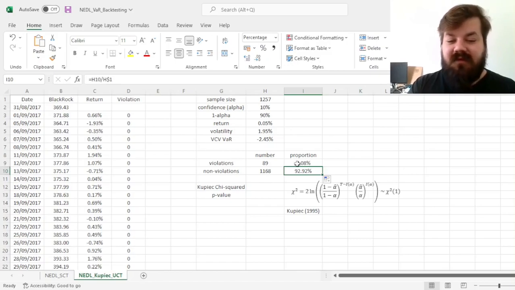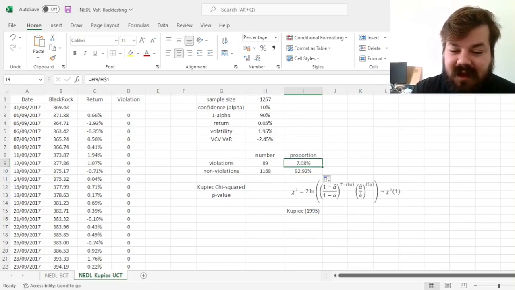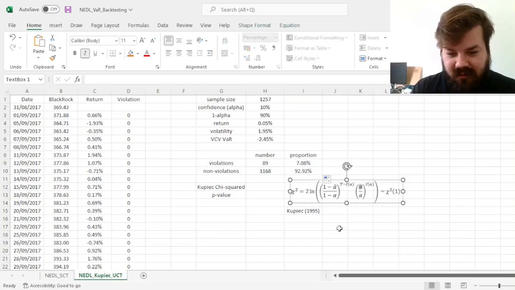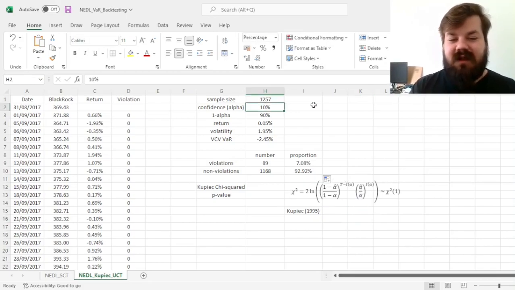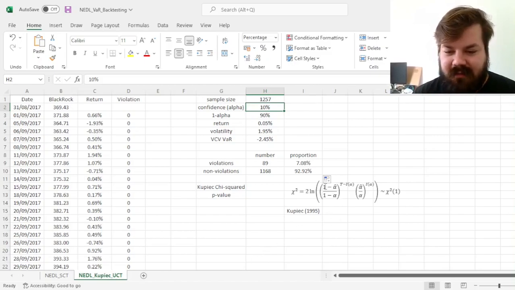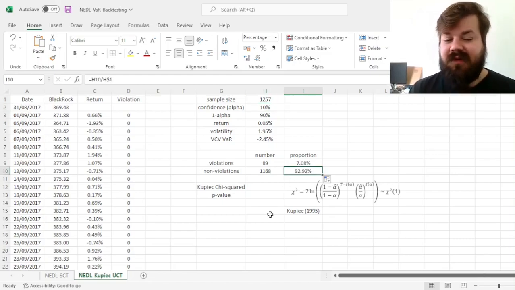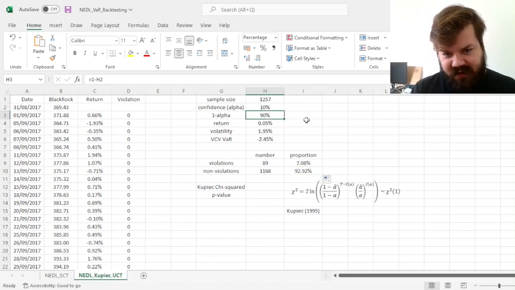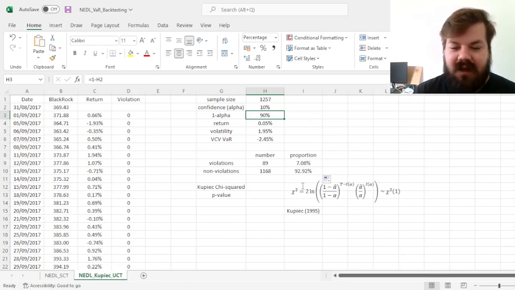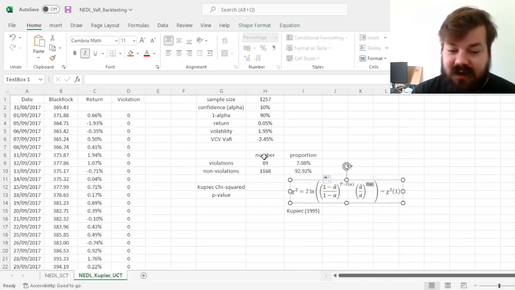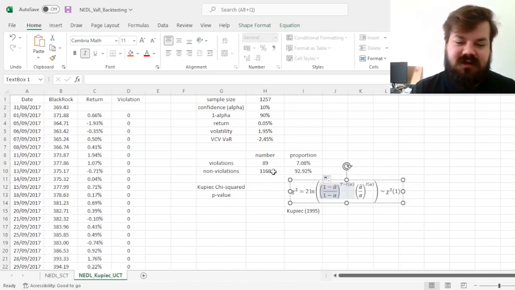So our violations proportion, 7.08%, is alpha bar, which is the empirical proportion of violations. Whereas our alpha is the theoretical proportion of violations if our VaR is applicable, which is 10%. Likewise, 1 minus alpha bar is the empirical proportion of non-violations, 92.92%, whereas 1 minus alpha is the theoretical proportion of non-violations, which is 90%. And then we just need to raise those expressions to the power of either the number of violations that occurred or the number of non-violations, where T is the sample size, T minus the number of violations. We have already got it here.